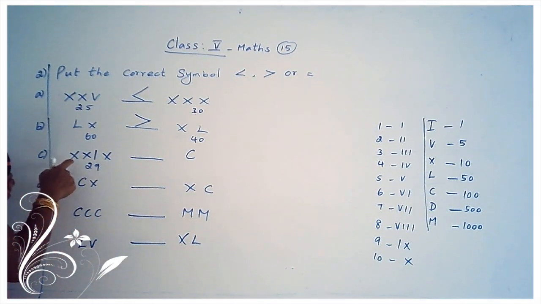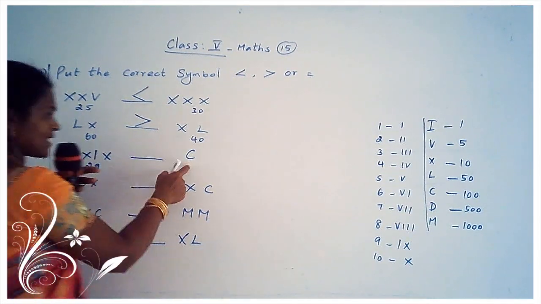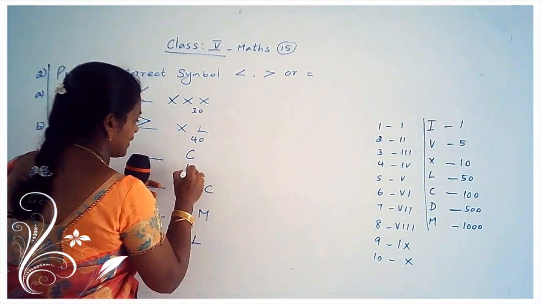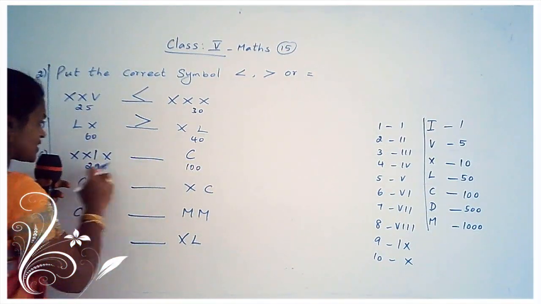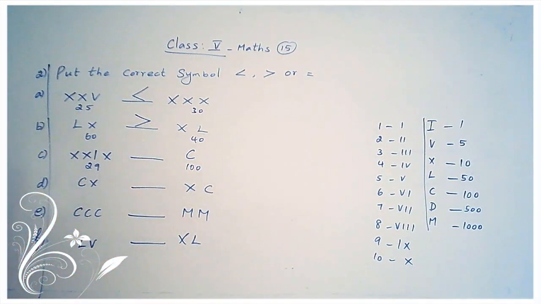Okay. So XXIX stands for 29 and C stands for 100. Now you compare 29 and 100. Which one is greater? 100. So C is the greater number.